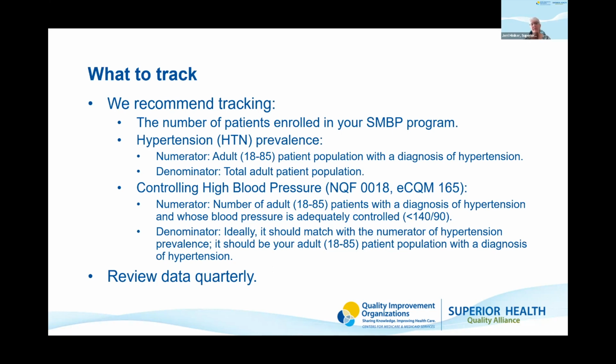For the numerator, it's going to be all of your adult patients, age 18 to 85, who have been diagnosed with hypertension. And then the denominator would be your total adult patient population. And again, to make sure that matches up, you're going to be 18 to 85 for the age group. Sorry, we didn't put that on the slide. I just realized. So that would give you your hypertension prevalence rate.